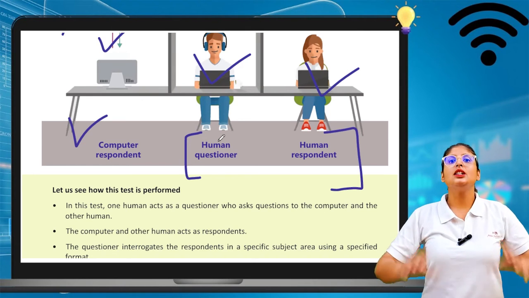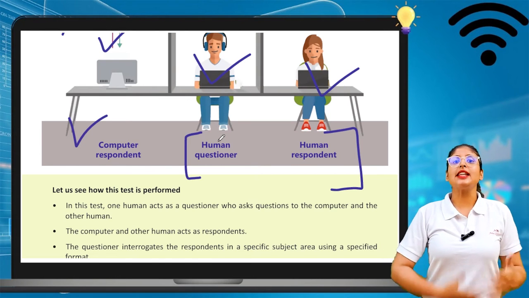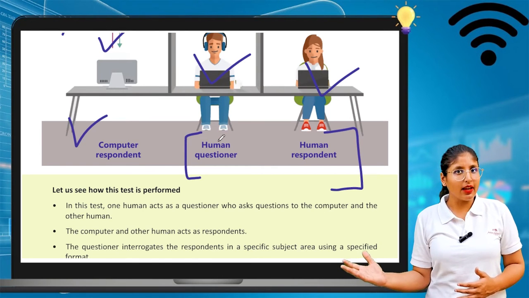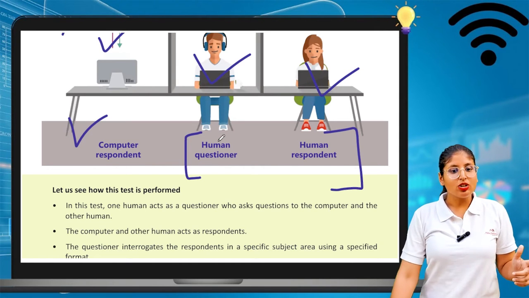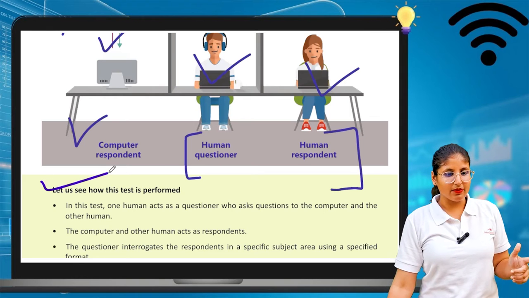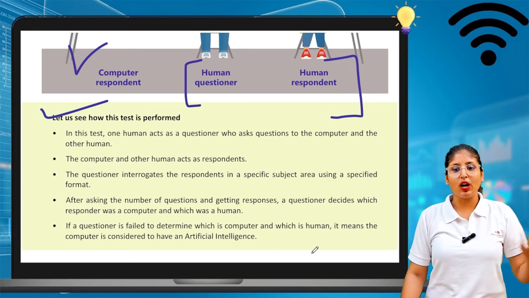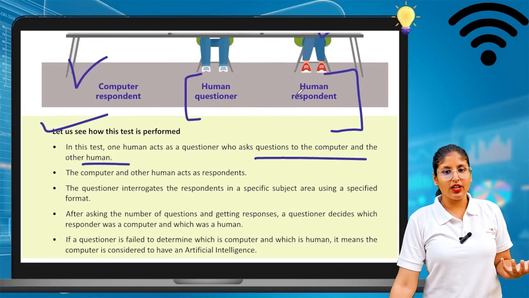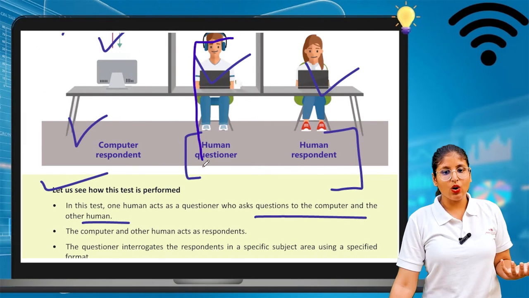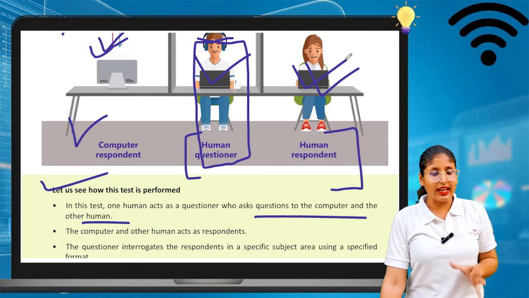This test checks whether machines can think as a human being can think. So they have three setups, one for the computer and two for human beings. Let us see how this test is performed. First, one human acts as a questionnaire who asks questions to the computer and the other human. This is the human questionnaire. He asks the question and the computer and the other human give the answer.